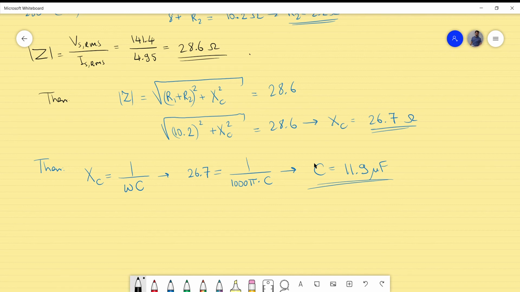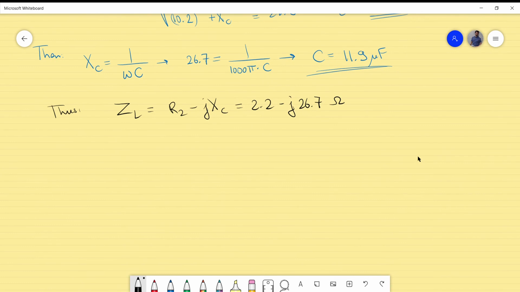What you have is the following for ZL. ZL, if you express this again, is R2 minus jXC, which is 2.2 minus j26.7 ohms. This is actually this whole picture. And again, if I now draw a picture of this, just to illustrate the concept in more detail, I have the real axis here, and the imaginary axis here.